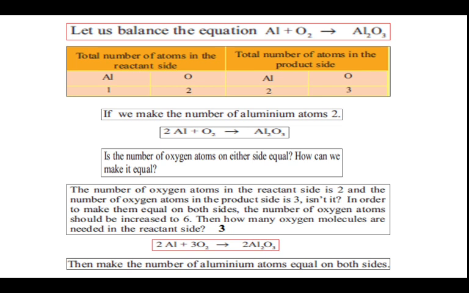So in order to make them equal on both sides, the number of oxygen atoms should be increased to 6. Then how many oxygen molecules are needed in the reactant side? It is 3. So the reaction can be written as 2Al plus 3O2 giving 2Al2O3. Then make the number of aluminium atoms equal on both sides.